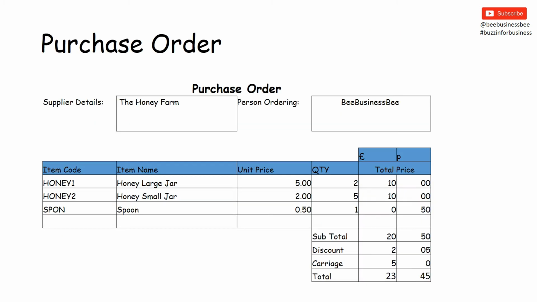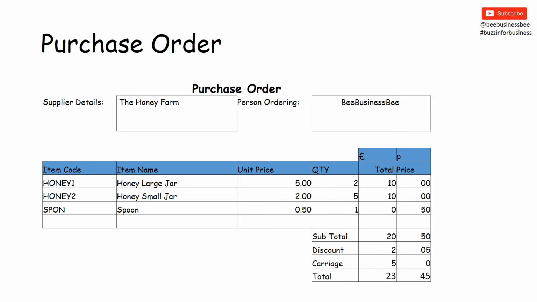So that is what a typical purchase order would look like. So you can see that you would obviously have your supplier that you want to order from in the top left hand corner, and you'd obviously list the person who's ordering it. Now what you can see here is you have an item code and obviously an item name. The unit price is the price for each item, and as you see there, you've got the quantity. So if you order 2 of an item, then you have to multiply it.